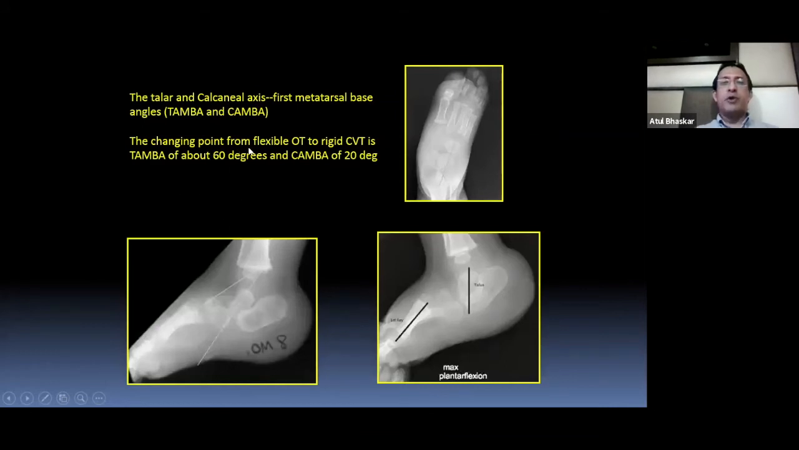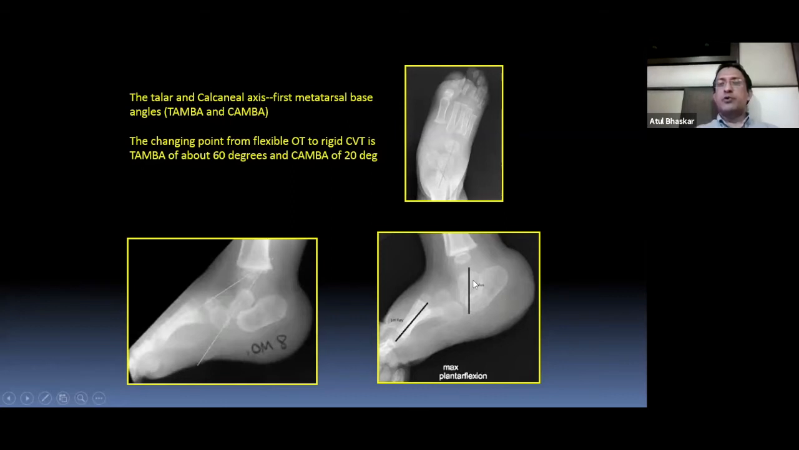So the changing point between flexible oblique talus and rigid vertical talus is a talar first metatarsal axis angle of about 60 degrees and a calcaneal axis base axis of about 20 degrees. So this is the oblique talus here, and you can see this is the first metatarsal angle. So this is less than 20 degrees. If it's more than 20, then it points towards the vertical talus.